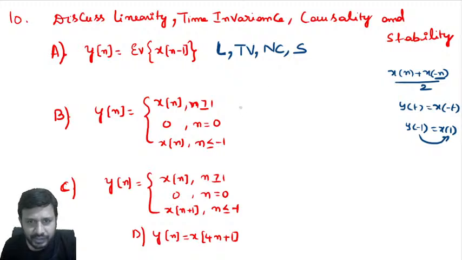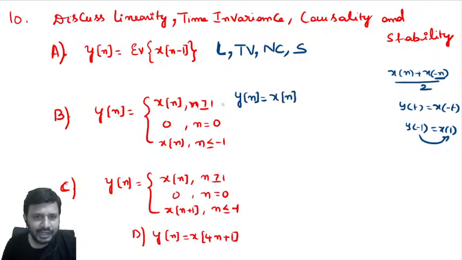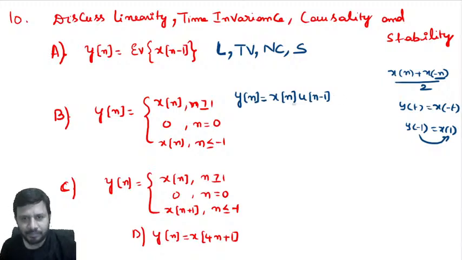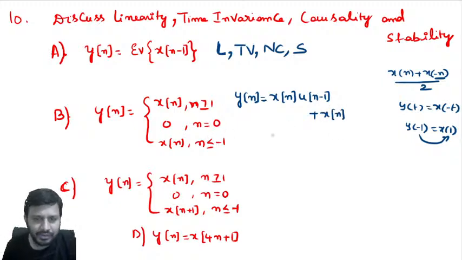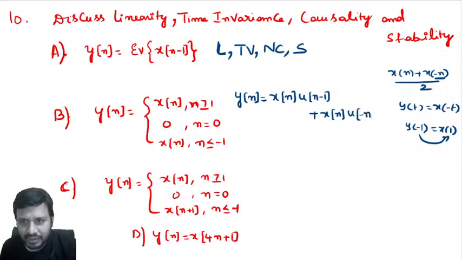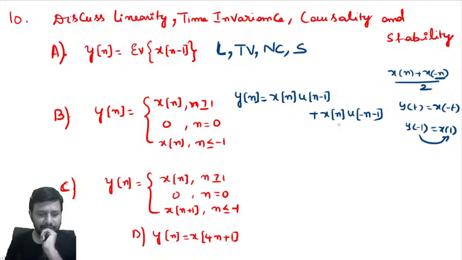Can I write this input output relationship as y of n is equal to x of n, look here, x of n from what value to what value? n greater than or equal to 1 means u of n minus 1. Can I write like this? Plus x of n again for n less than or equal to minus 1. n less than or equal to minus 1 means minus infinite to minus 1, in discrete it is u of minus n minus 1. Right?